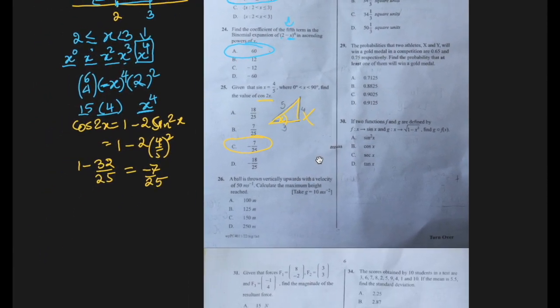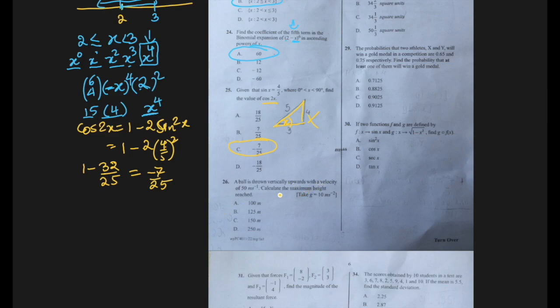Number 26. A ball is thrown vertically with a velocity of 50 meters per second. Vertically upwards, so obviously it will go and turn back. Calculate the maximum height it reached. When it turns back, the ball stops here. That means the velocity becomes 0. We know the acceleration is downwards due to gravity, minus 10 meters per second squared. So we are throwing it up, it is positive, but acceleration is downwards, negative.